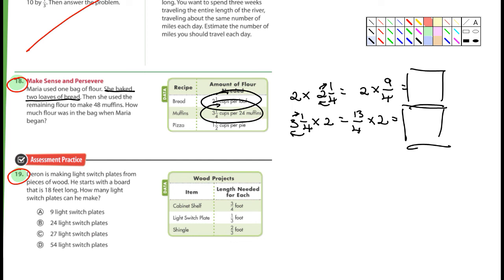Remember, label it. Label it. Cups. So, was it 9 cups, 10 cups, 11 cups, 12 cups? You'll have to figure that out. Okay? You're going to add those two answers together. All right. All right, that's your homework help.